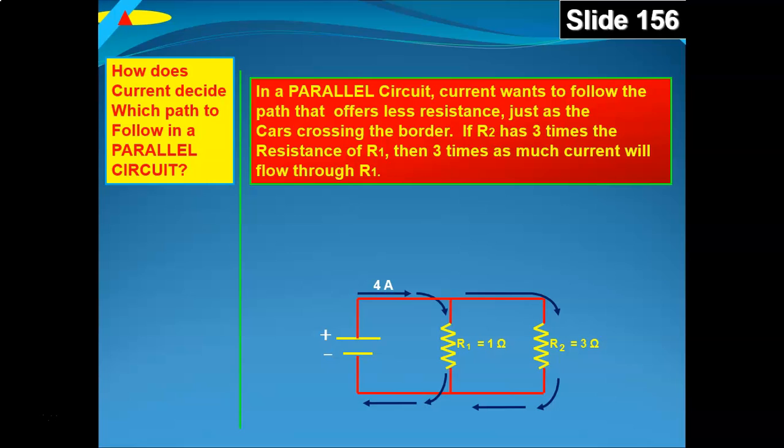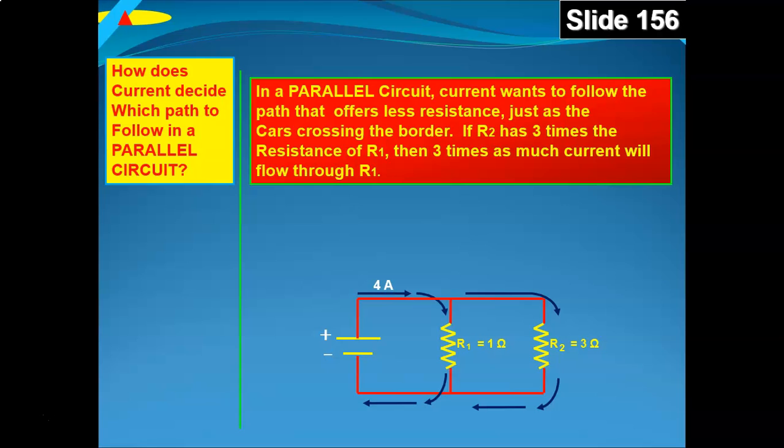And if R2 has 3 times as much resistance as R1, then 3 times as much current will want to go through R1, which has the less resistance. So the 3 ohm resistor is like Dina's line, and the 1 ohm resistor is like Eduardo's line. So let's say we have a certain voltage source, and it's putting out 4 amps of current. And there actually are current sources as opposed to voltage sources, but let's say that we know that 4 amps of current is coming out of that source.